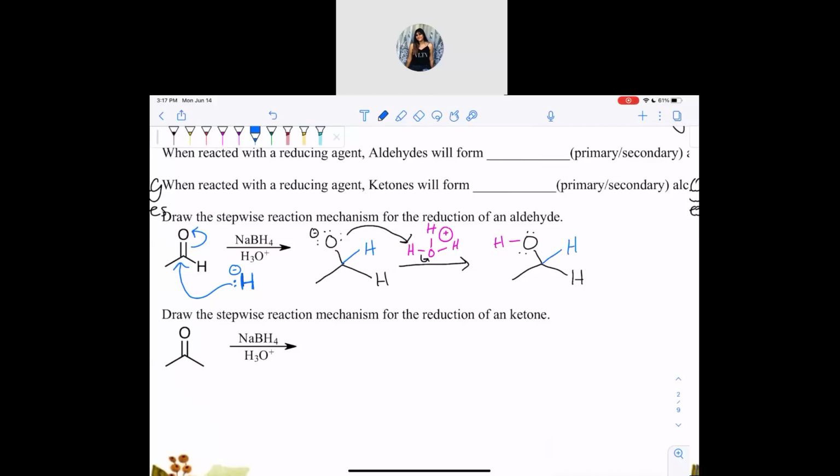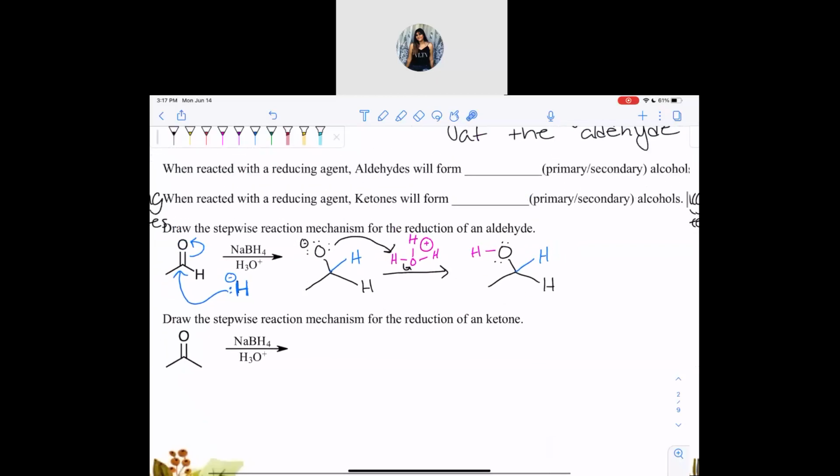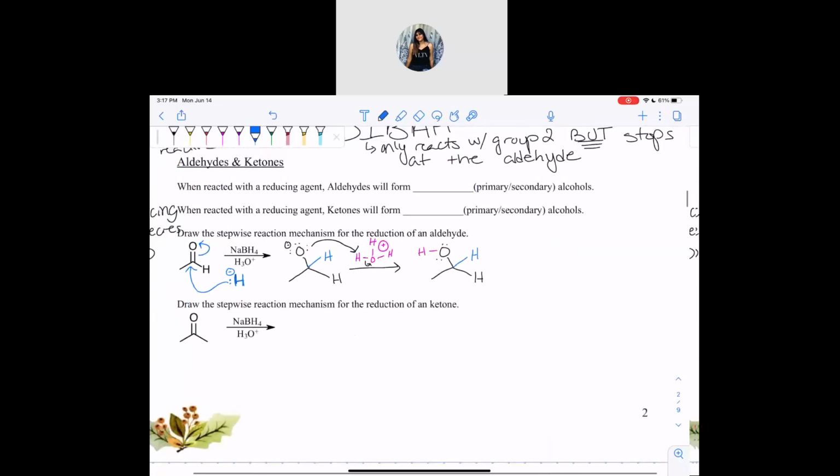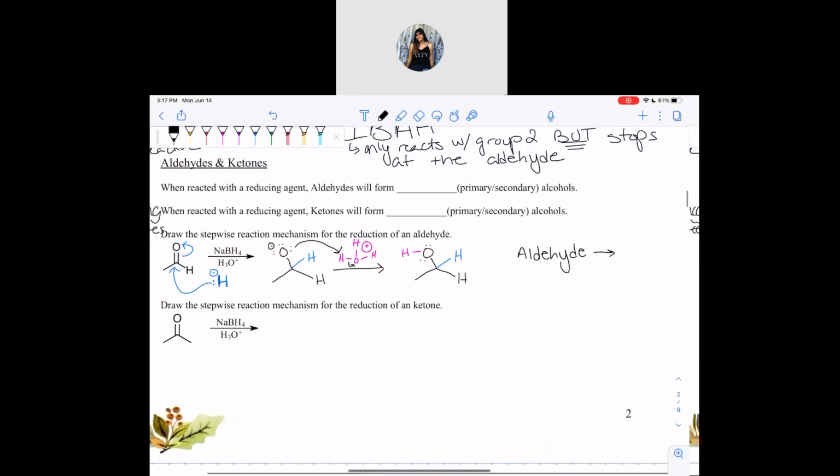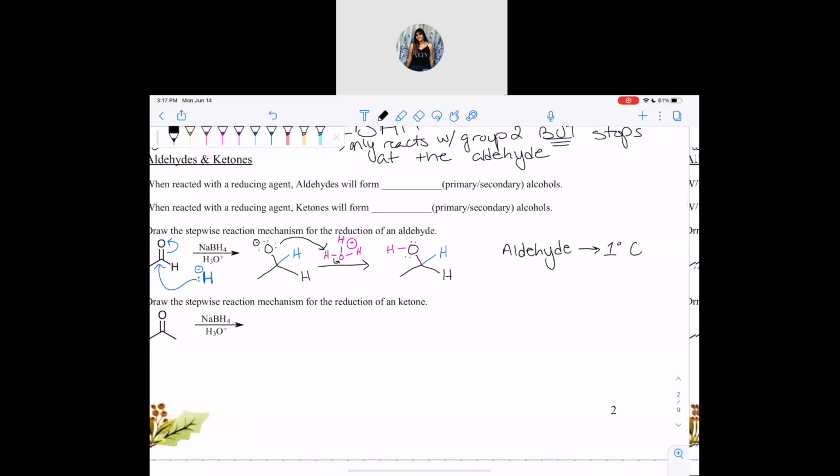So we went from an aldehyde to what kind of alcohol? Primary, secondary, or tertiary? Primary, yep. So in the corner, I'm going to write aldehyde is reduced to a primary OH.